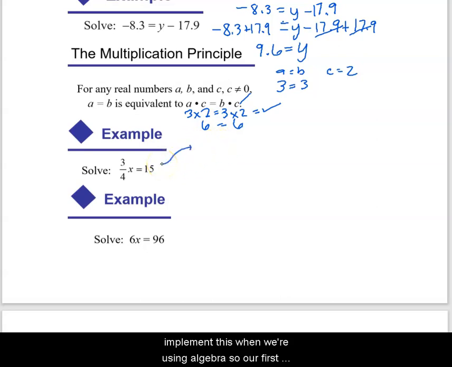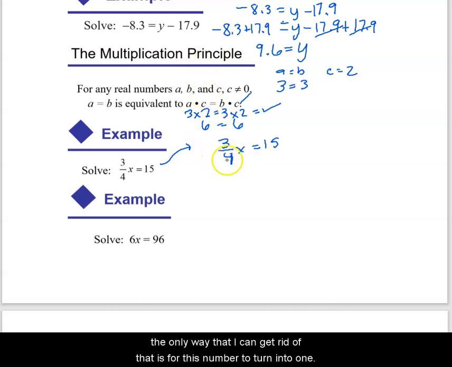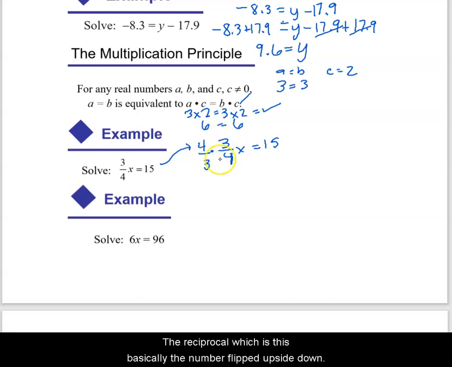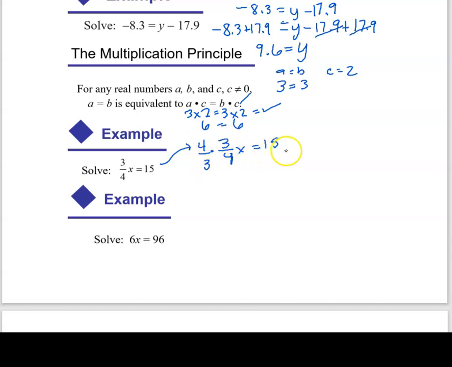So our first example, we've got 3/4 x equals 15. I really need to get rid of this fraction, and there's a couple ways that I can do it, but we're going to use the multiplication principle, and so the only way that I can get rid of that is for this number to turn into 1. And when you multiply by the reciprocal, which is basically the number flipped upside down, whatever I do on one side, I've got to do on the other side.